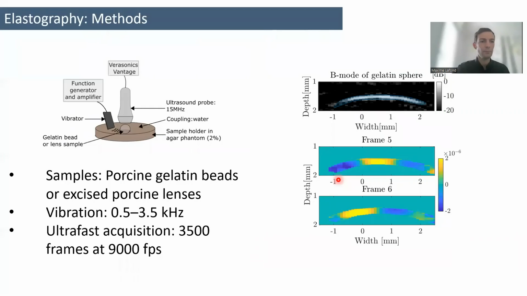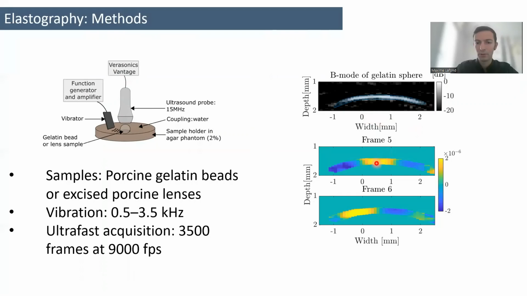For elastography, we take a sample holder that was made from agar gel, and we place gelatin beads or the lens in the center and make it vibrate with a function generator and amplifier. We placed an imaging array on top, and then we follow the displacement of the waves at the surface of the lens or the gelatin bead.